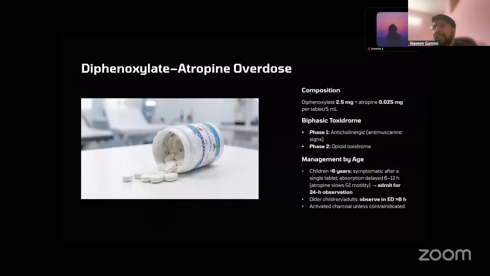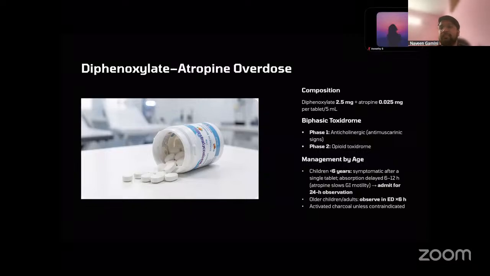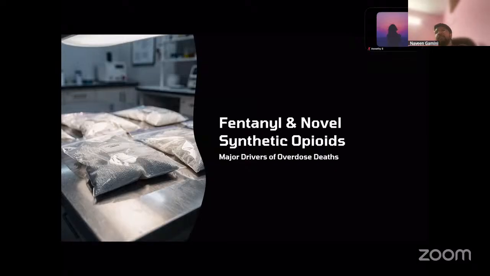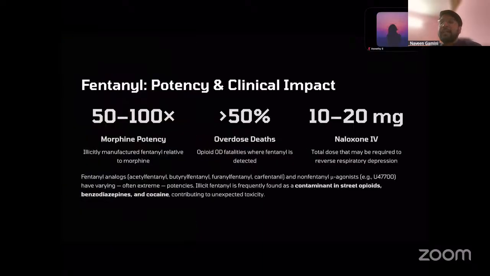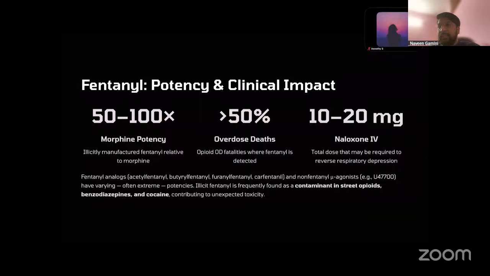Activated charcoal is the main decontamination strategy unless contraindicated. Next, a few words about fentanyl and newer synthetic opioids. These are the major drivers of overdose deaths as of now in the United States. They have 50 to 100 times the morphine potency, and greater than 50% of overdose deaths are because of these drugs. These drugs are usually illicitly manufactured, so they will have illicit components also present.